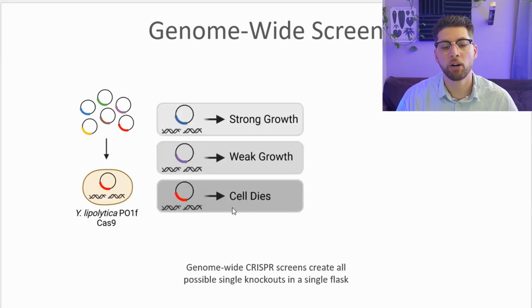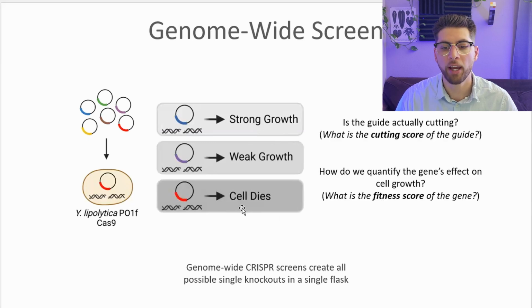One gene deletion may cause the cell to die, and we would call that an essential gene, or one gene deletion may improve growth, and that may be interesting for other reasons. And so we want to answer a couple of questions with these genome-wide screens. One is, what is the cutting score of the guide?